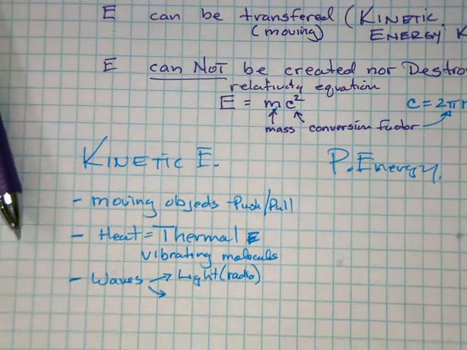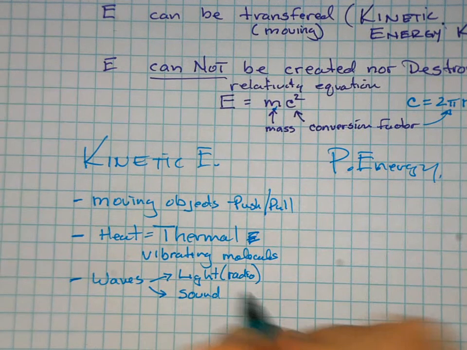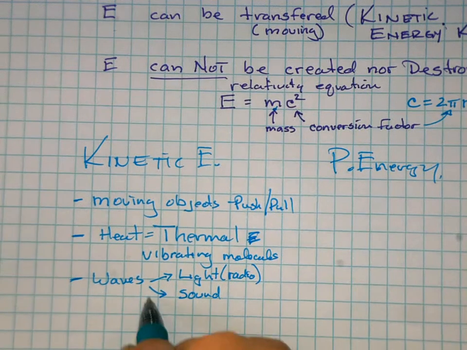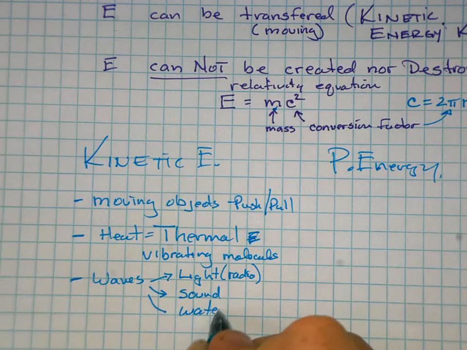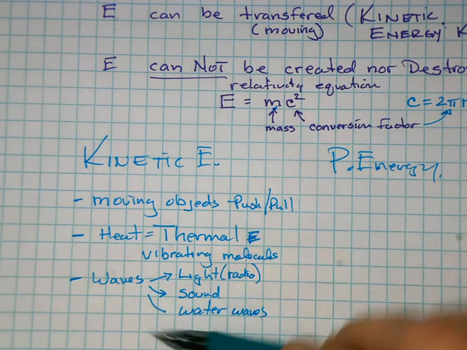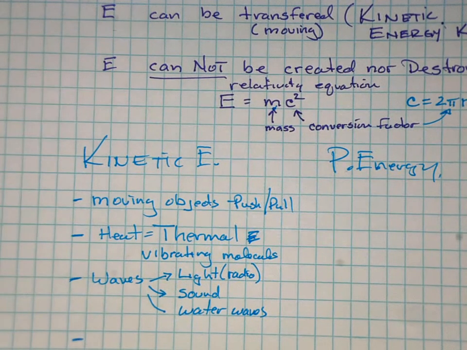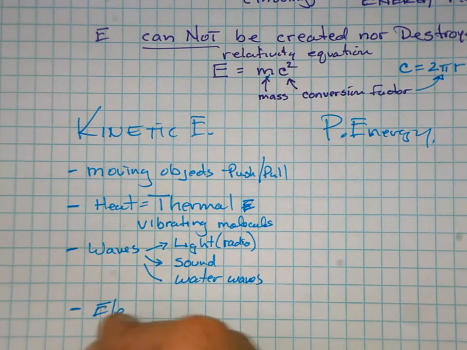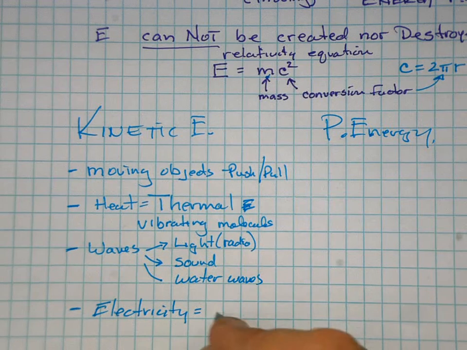We can have sound waves here that we're familiar with since we have an atmosphere to deal with. That's just air molecules bouncing into each other, and then that transmits energy to us. And then we've got water waves, the waves on the beach going up and down. And then I think the last one here we'll say is electricity. And electricity is moving electrons.